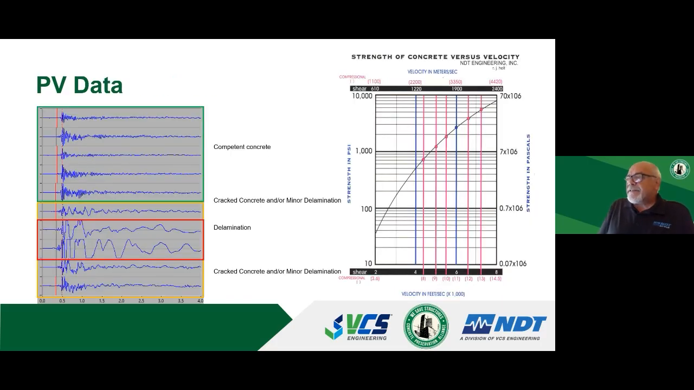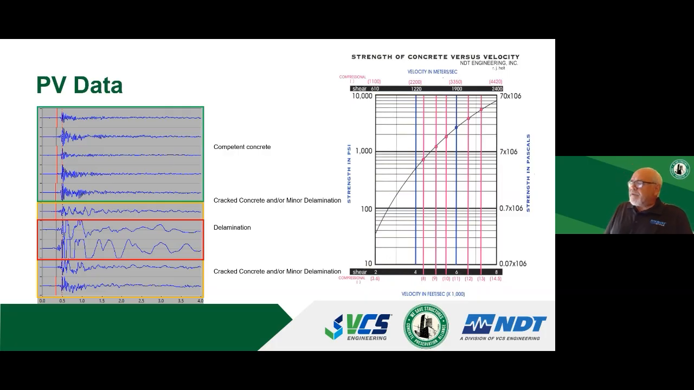The pulse velocity data, the top 5 on the left, those blue lines, that's the nice amplitude dissipation that we're looking for in good, competent concrete. And then the lower ones, they're not as uniform as the top 5. And there is some delaminations or some cracking or some debonding that is going on. And we can quantify that over that shot area and zero in on where the hidden anomalies are.